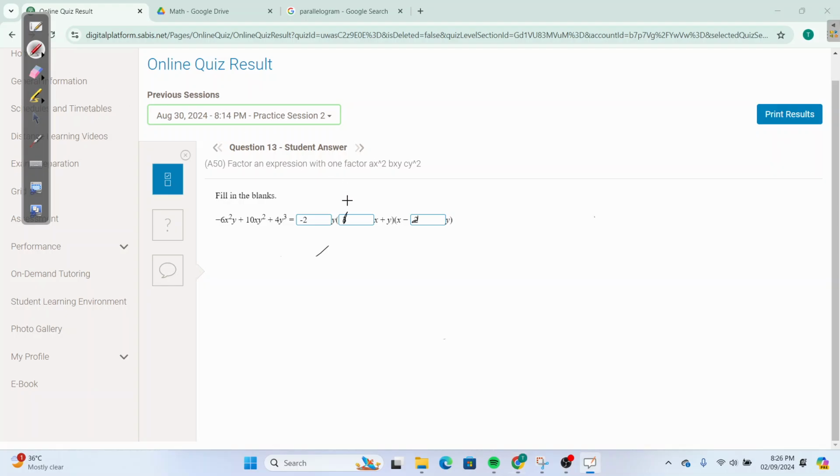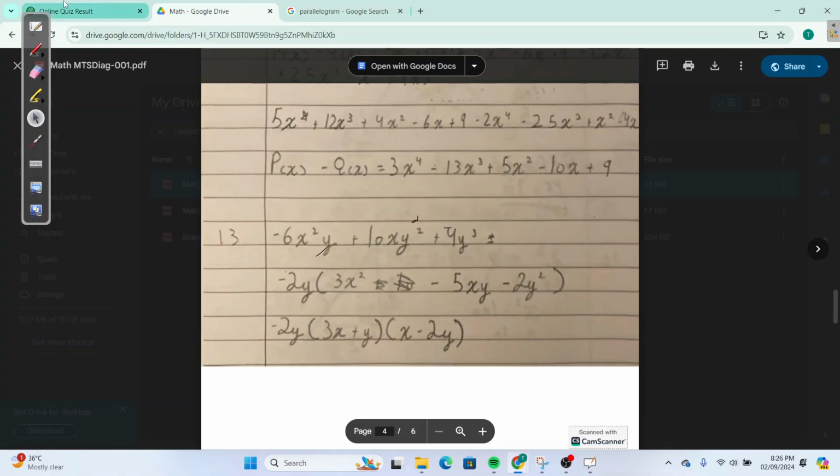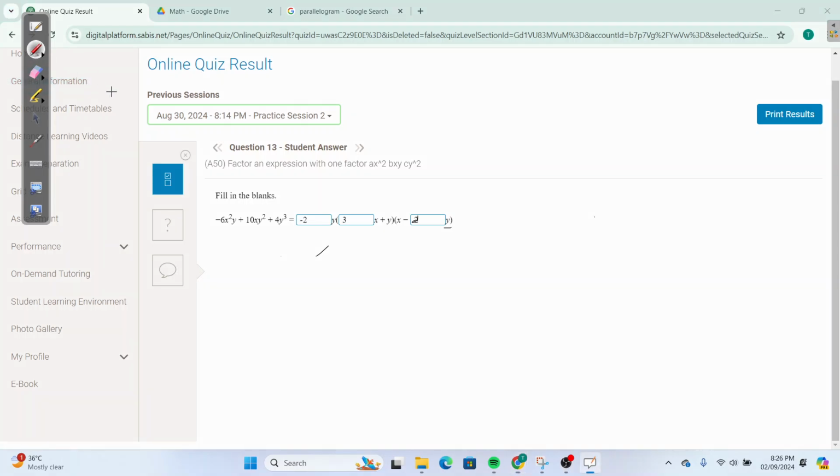So we need a number that would make 3 and negative 2. Now they gave us here positive y, and this is for the second number. So this would be the number. Let's just say I'll write it down in terms of variables: 3x squared minus 5xy minus 2y squared.